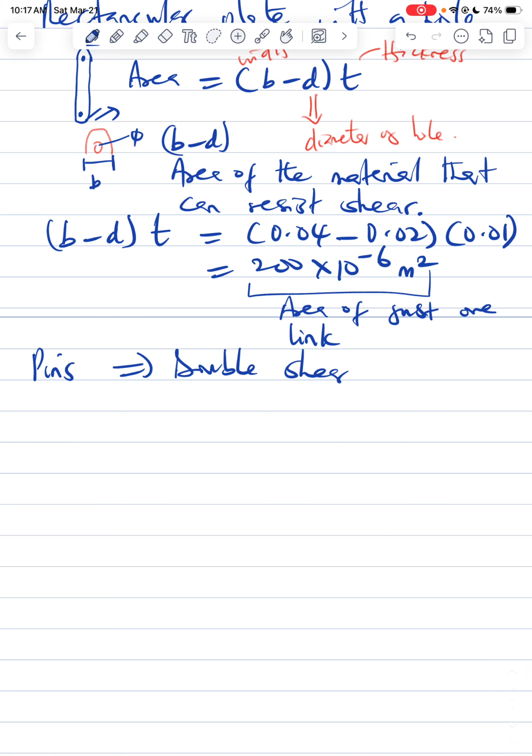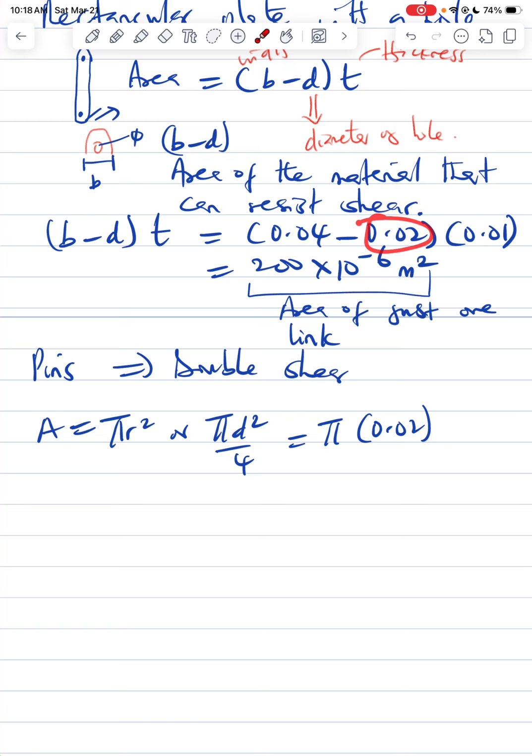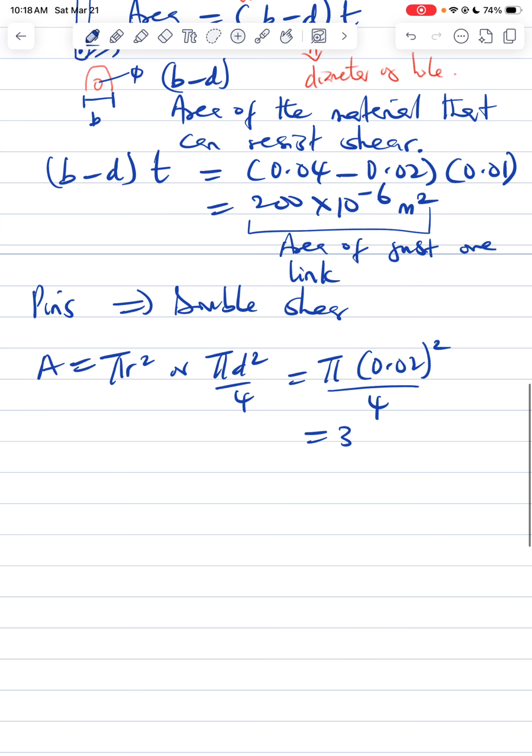So for the area of the pins, it's either pi r squared or pi d squared over 4. That is pi times the diameter of the pin, 0.02, the same diameter as here, squared, all over 4. That should give us 314.16 times 10 raised to the power minus 6 meters squared. So that's the area of the pin.